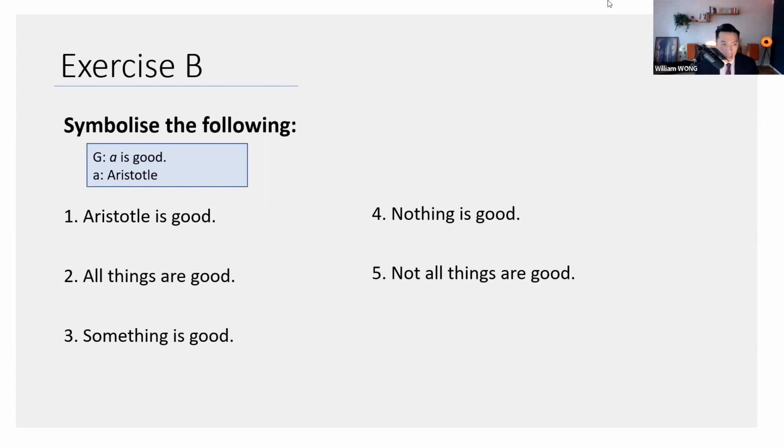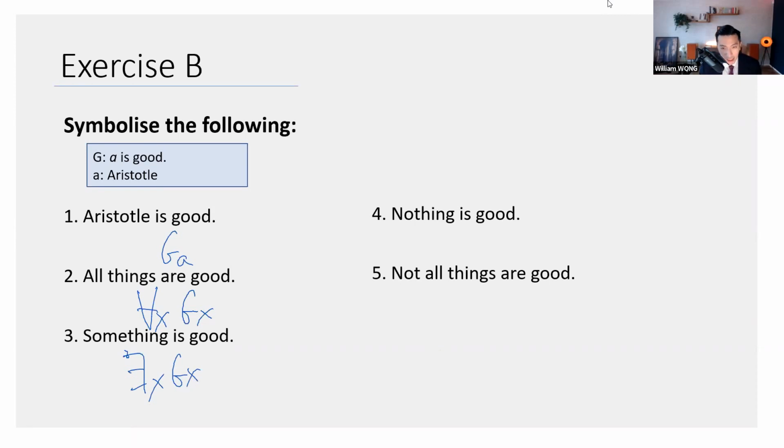Aristotle is good. Let me just do these for you in the interest of time. We say G. Oops, that color is atrocious for legibility. Or use blue. G A, big G, little a. Aristotle is good. Okay, that looks correct to me. All things are good. What about this? For all x, gx, right? Something is good. There exists something that is good. That's the same thing. So existential x, gx.